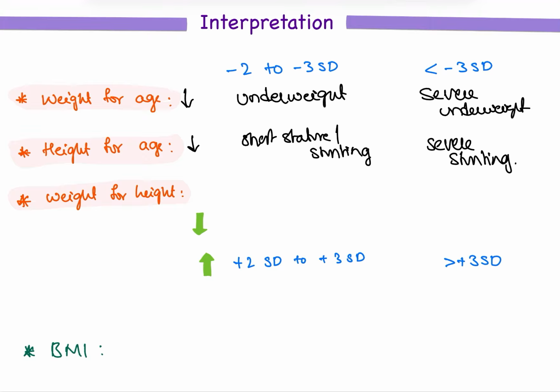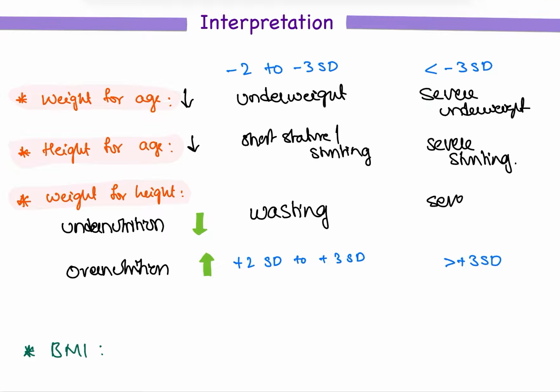When the weight for height is decreased, it is known as undernutrition. When the weight for height is increased, it is overnutrition. When the weight for height lies between -2 to -3 standard deviation, it is known as wasting. When it is below -3 standard deviation, it is severe wasting. When weight for height lies in between +2 and +3 standard deviation, it is known as overweight. When it is above +3 standard deviation, it is obese.